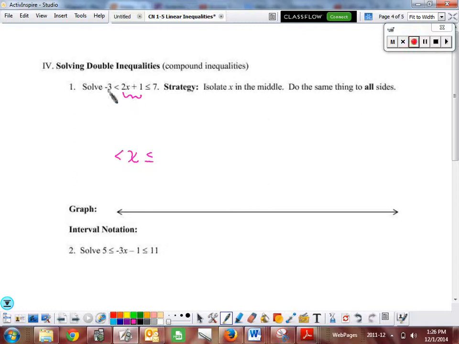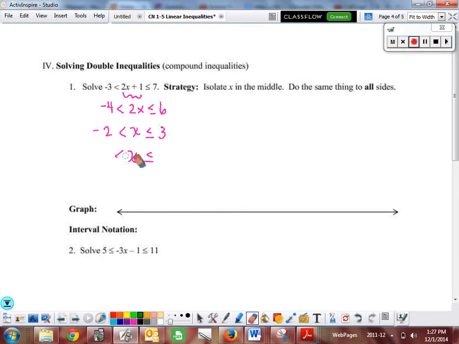Can I subtract 1 from each of these 3 parts? Yeah. Subtract 1, we get negative 4 less than 2x, less than or equal to 7 minus 1, 6. As long as you do it to all 3 parts, we can keep them together. All right? Now what do you think I should do to solve for x? Divide by 2. As long as you divide each piece by 2, so x is greater than negative 2 and less than or equal to 3.